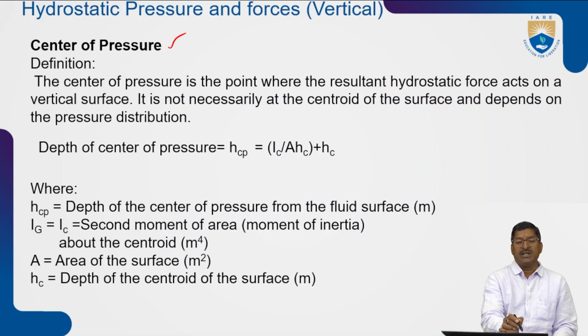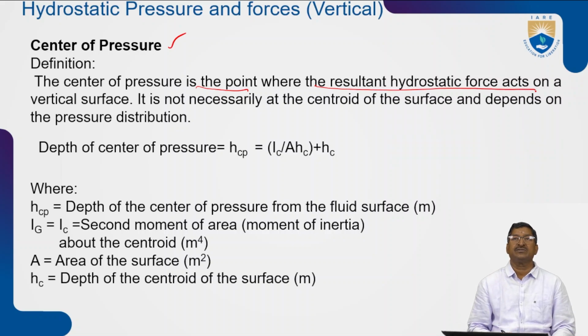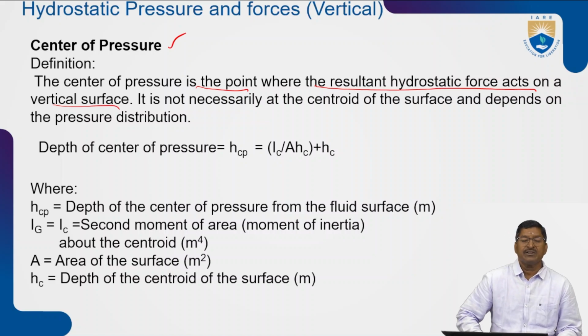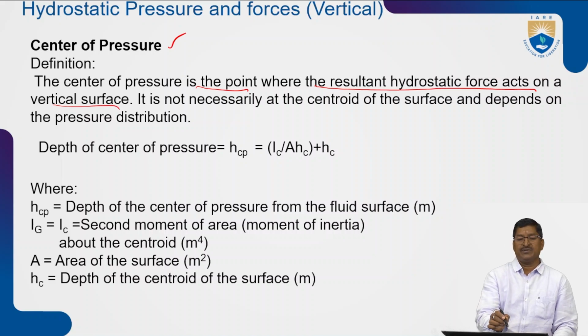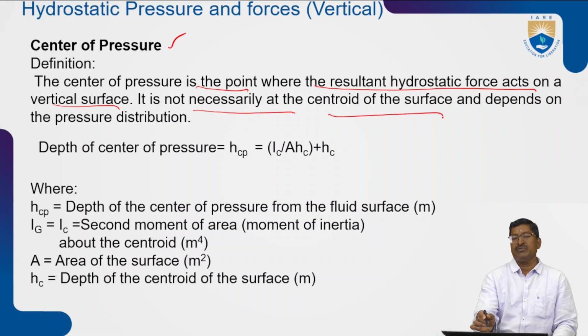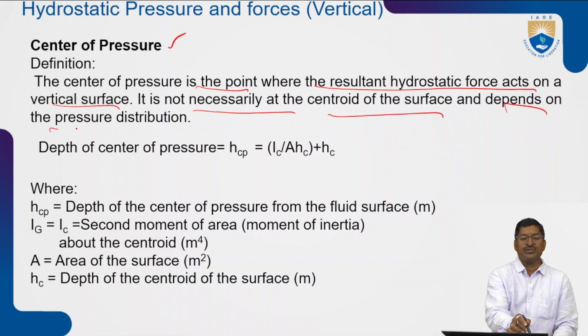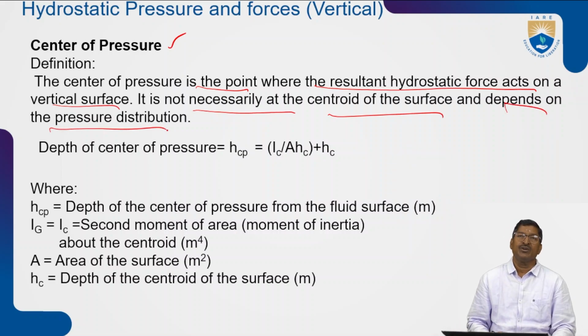You see the definition here. The center of pressure is the point where the resultant hydrostatic force acts on a vertical surface. So it is not the centroid of the vertical surface. It is nothing but the resultant hydrostatic force. So this center of pressure may not be equal to the centroid of the vertical surface. It is not necessarily the centroid of the surface and depends on the pressure distribution, how the pressure is acting on the vertical surface.